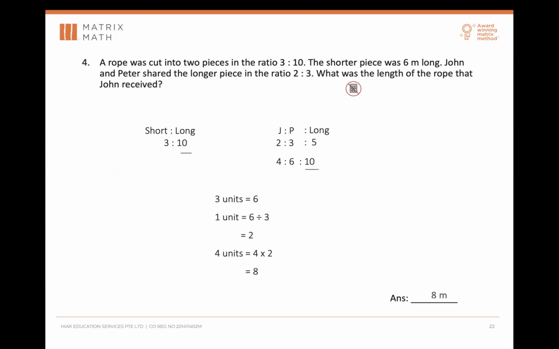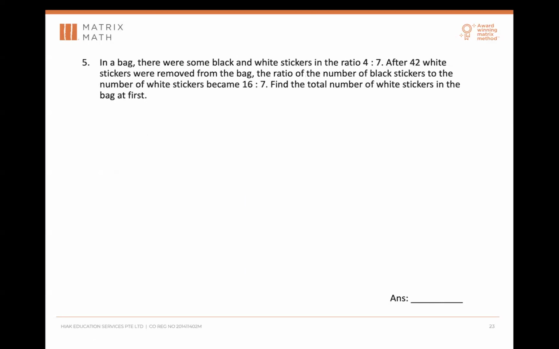Let's look at question number 5. In a bag, there were some black and white stickers in the ratio of 4:7. After 42 white stickers were removed from the bag, the ratio of the number of black stickers to the number of white stickers becomes 16:7. Find the total number of white stickers in the bag at first.